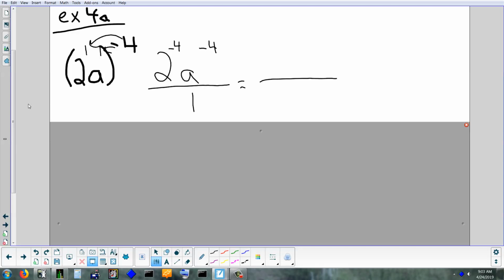What happens? Flip it, right? So, Alex, what's going to be written on the bottom now? 2 to the 4th power, okay? You're almost there. A to the 4th. Keep the base A. By moving it, you make the exponent positive. I've got nothing on the top. 1, right? If I run into a situation like that, let's put a 1 there to kind of hold the place.